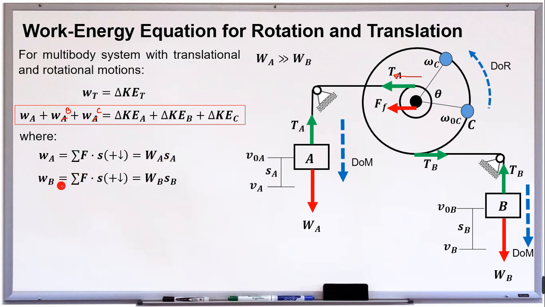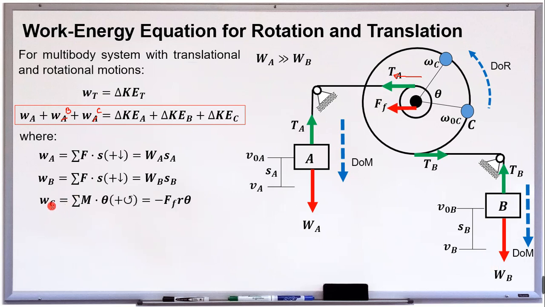Next, for the work at block B, we have summation of forces times S. We will take the positive if the force points downward or along the direction of motion. The only force that will do work on our block B is WB times SB, because WB is the only external force that will do some work.